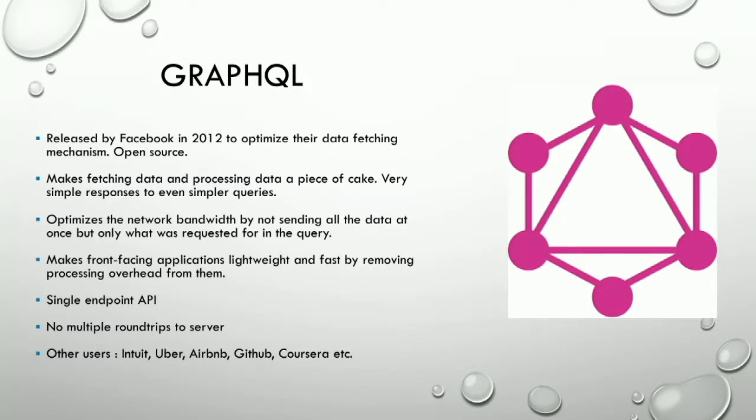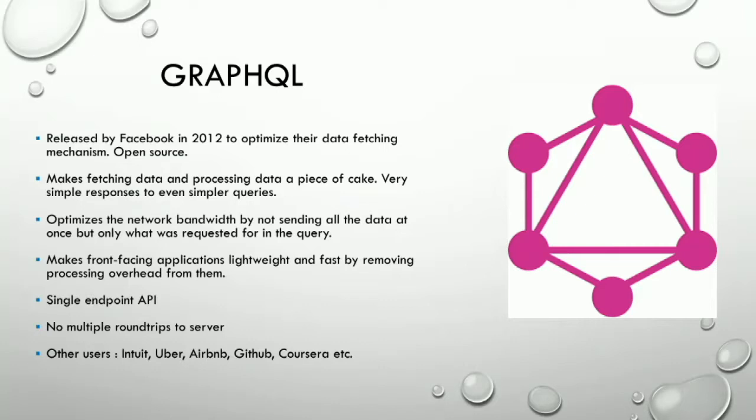Some of the features I've just listed. It was released by Facebook in 2012 to optimize their data fetching mechanism. It's open source. The results you get using GraphQL are very predictable. It responds to the specific queries that you're making to the GraphQL server, essentially. And the front-facing applications are very lightweight. Your network utilization is optimized because you will essentially not fetch anything other than what you need to render your view, right?